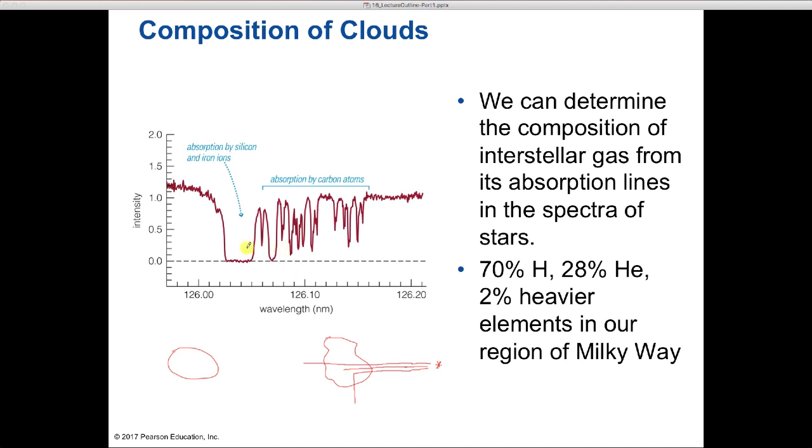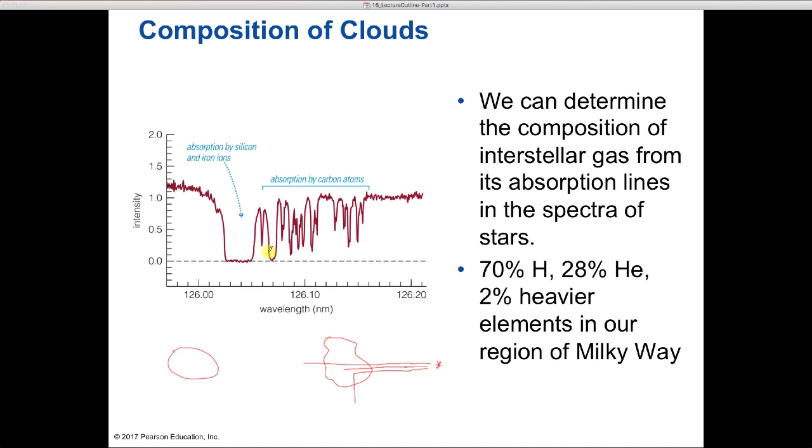So the spectrum shows a bunch of absorption lines. The light in this is a very narrow range of wavelengths, 126.0 to 126.2. Very narrow range of wavelengths. The brightness of the light is high, and then suddenly the brightness of the light goes way down. So there's a lot of absorption of these wavelengths in here. And that happens to be due to atoms like iron and silicon.